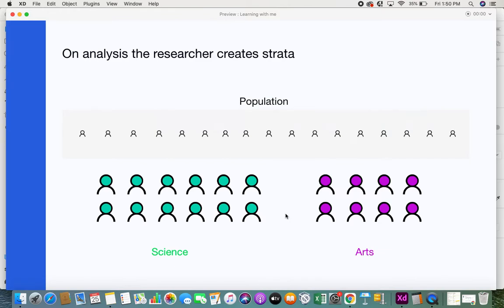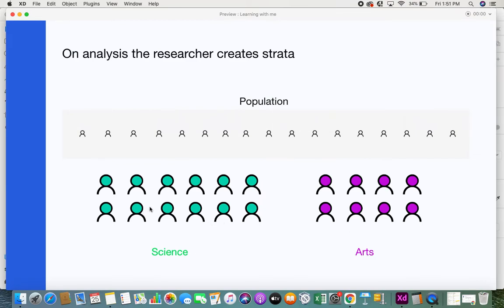So strata is nothing but a group of entities, or a group of objects that are definitely similar to each other. They have common characteristics and attributes. So let's say you have this population of all the students for the past 5 years who have graduated. The researcher starts creating groups of similarities, and those groups are called strata.